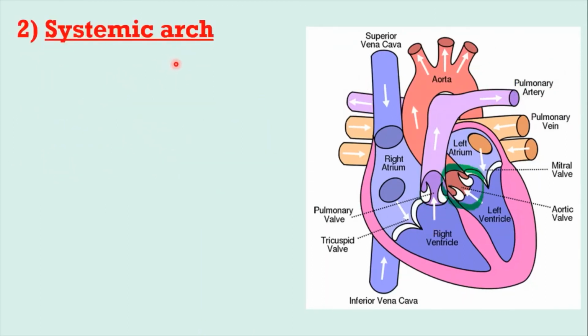Second aortic arch is the larger aortic arch, that is systemic arch. In case of mammals, left systemic arch is present. Here, the systemic arch arises from the left ventricle. This is the left ventricle. This light pink colored one is systemic arch. So, systemic arch arises from the left ventricle.